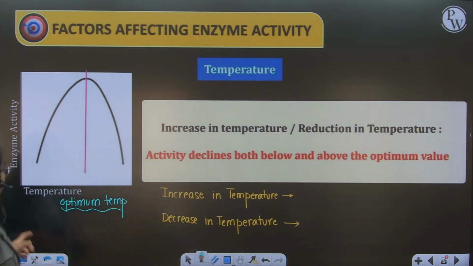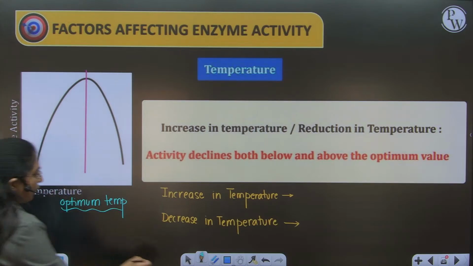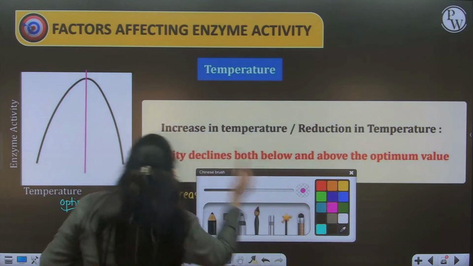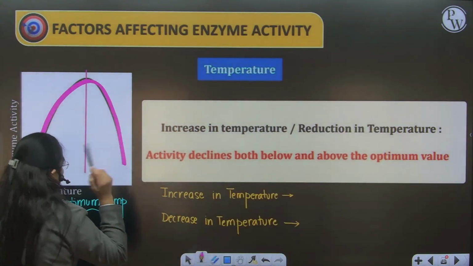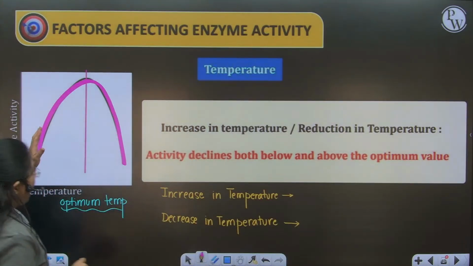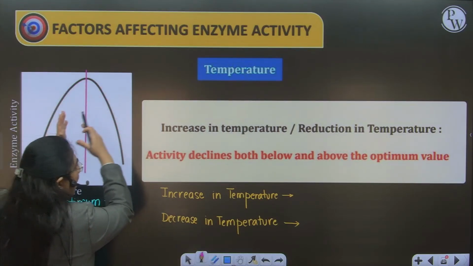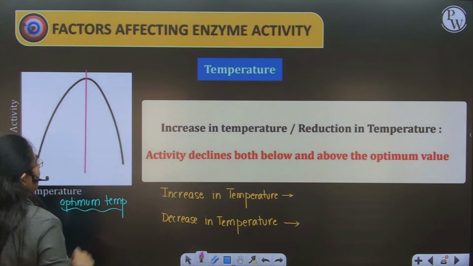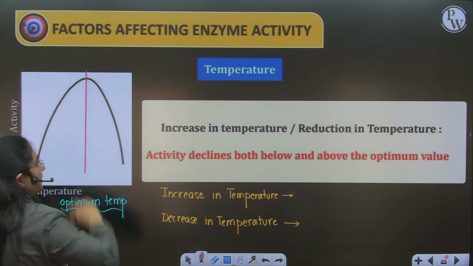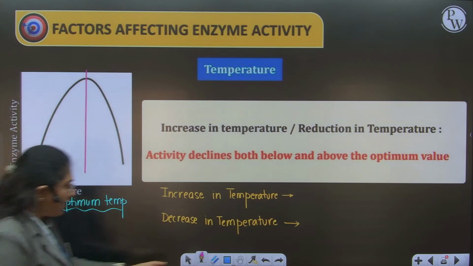Now when we plot a graph with temperature on one axis and enzyme activity on another axis, we obtain a bell-shaped graph. Meaning on either side, that is above or below the optimum temperature, we can see that the enzyme activity reduces. Why does this happen?